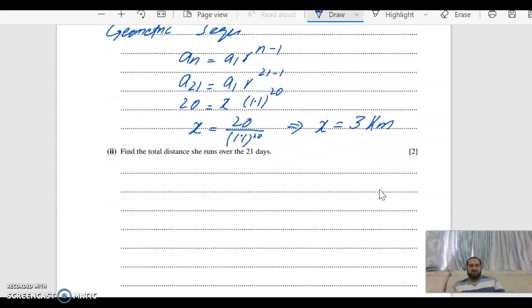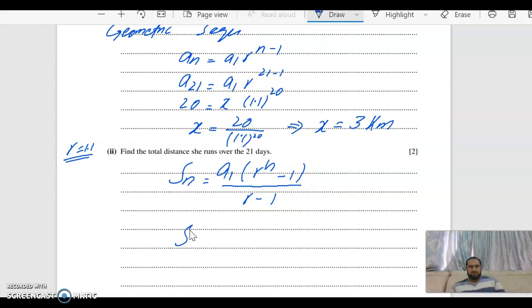Then it says find the total distance she runs over the 21 days. Now it's talking about sum, so we need to use the sum formula. Sn for geometric sequence must be a1, and since you remember our common ratio is 1.1, it's more than 1, so we will do a1 times r to the power n minus 1, over r minus 1.